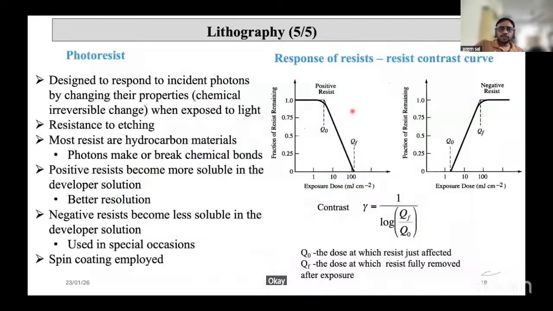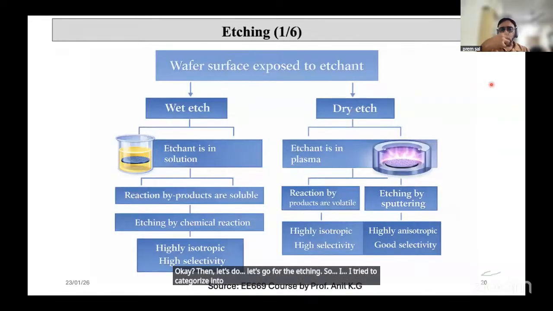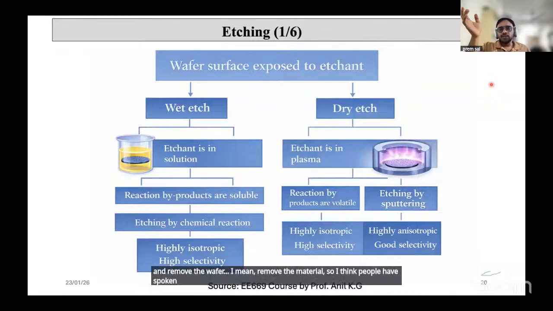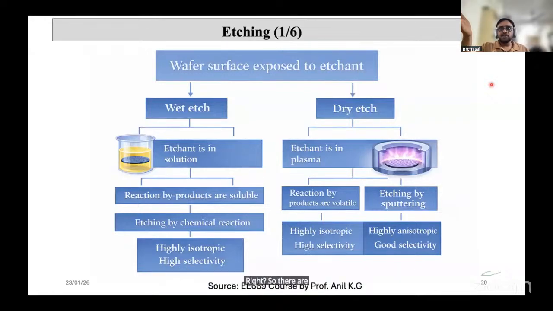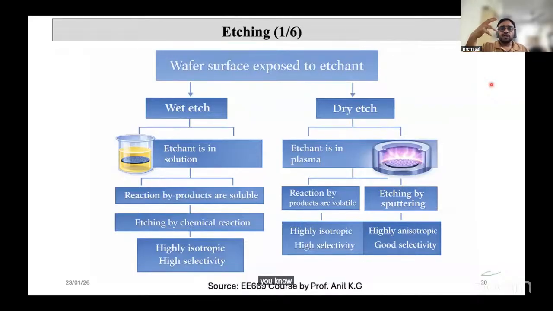Okay, then let's go for the etching. I tried to categorize it into two. One is wet etch, where you use acids or bases or any solution and remove the material from the wafer. I think people have spoken about materials, right? There are different materials, and for that you need a variety of etch chemicals. You call that selectivity. I will just show that.